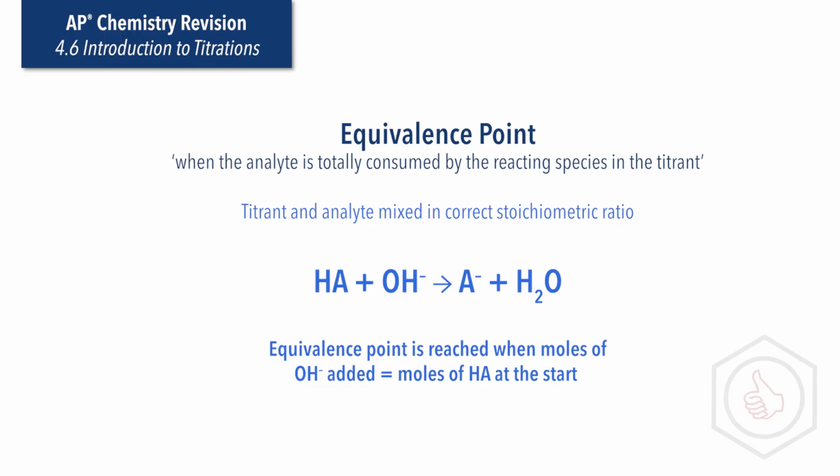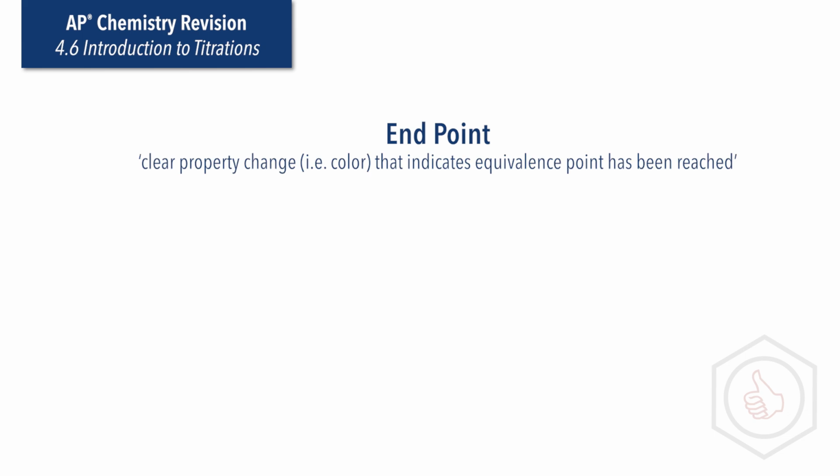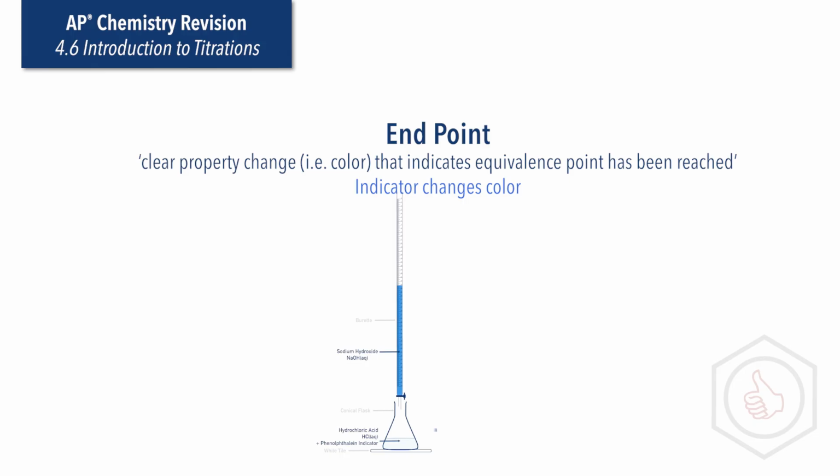The end point in a titration occurs when enough titrant has been added to cause an observable color change, by an indicator in the solution changing color. This is used to signify that the equivalence point has been reached in the titration. For example, the indicator phenolphthalein turns pink in alkaline solution. So in a titration between a strong acid and strong base, the end point is reached when the indicator permanently changes color to a faint pink color.